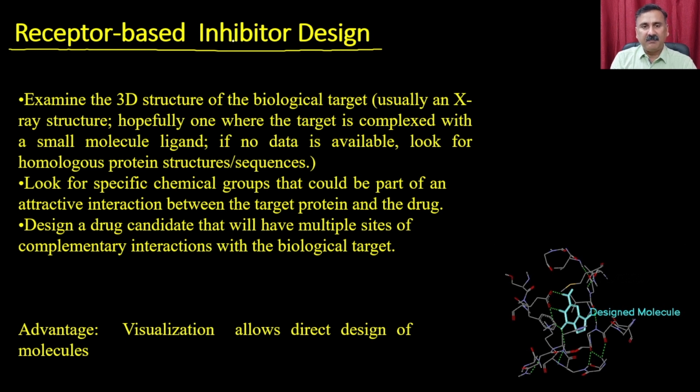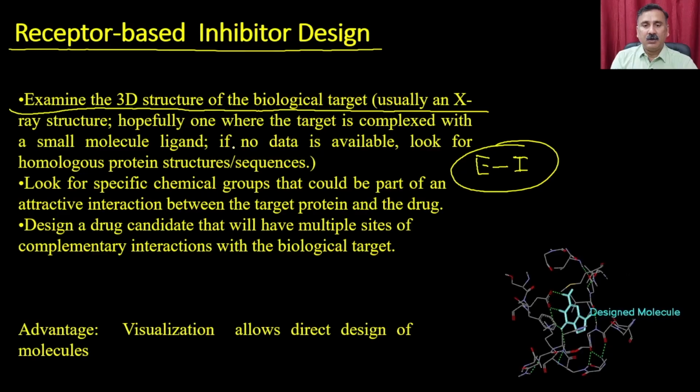Now the second approach is the receptor-based inhibitor design. In the receptor-based inhibitor design, you examine the 3D structure of the biological target, which means you examine the enzyme structure. Or if you are lucky and you have the enzyme already complexed with the inhibitor, then your task is going to be facilitated even faster. If you have such a complex available, you can see what the requirements of the inhibitor are, and what features are present in the enzyme to facilitate that.